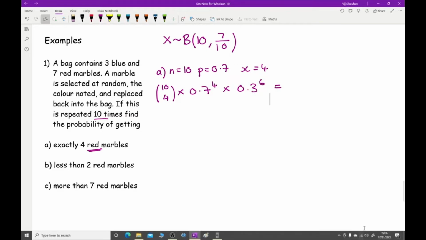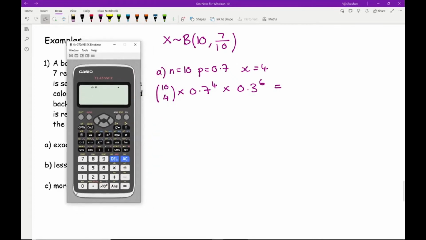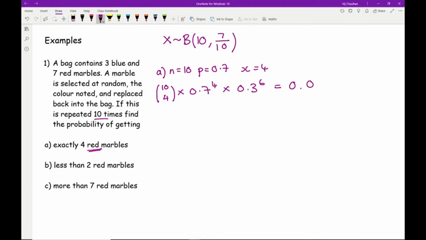So now if I get the calculator out and type that all in, I have 10 nCr 4 times 0.7 to the power of 4 times 0.3 to the power of 6. Press equals, and it comes up with a probability of 0.0368 to 3 significant figures.